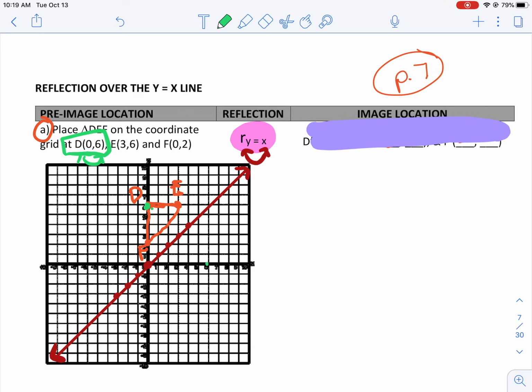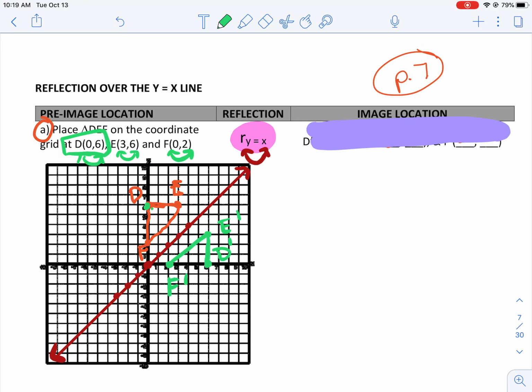So D prime is going to become 6, 0. Same thing here for E. I'm going to flip and make this 6, 3. That's E prime. And F, I'm going to take the same thing and make this 0, 2. Okay, that's going to be F prime.